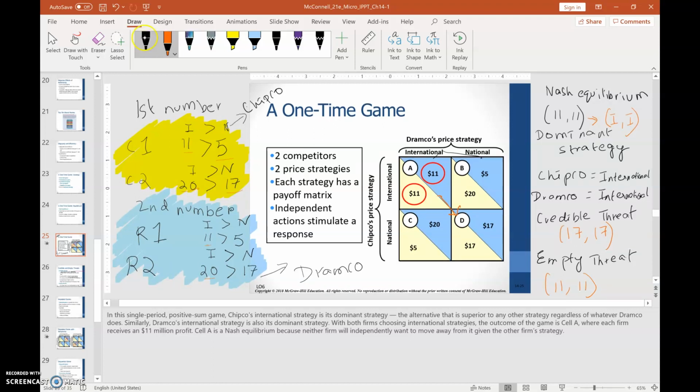So just remember here, when there is a credible threat, the solution is the collusive agreement. When there is an empty threat, the solution is the Nash equilibrium strategy. Hope this makes sense.